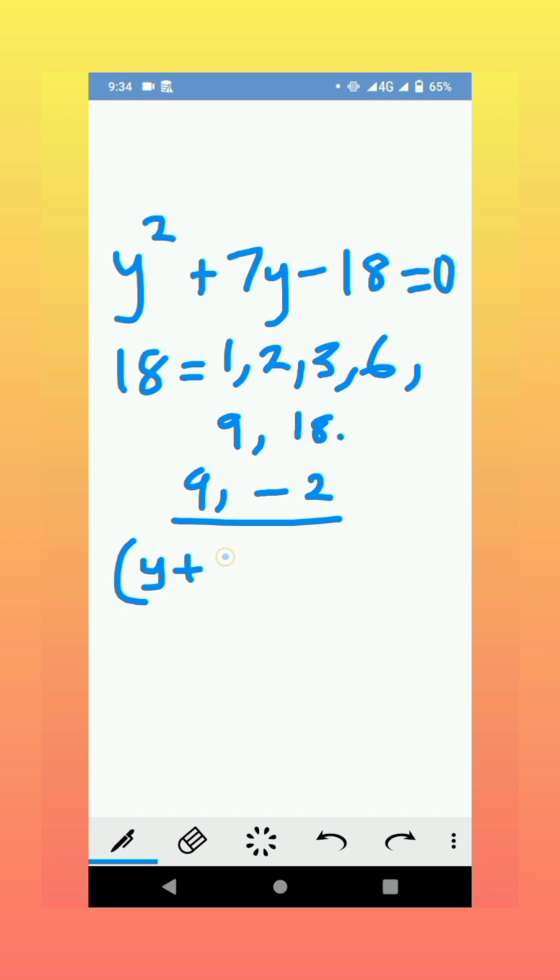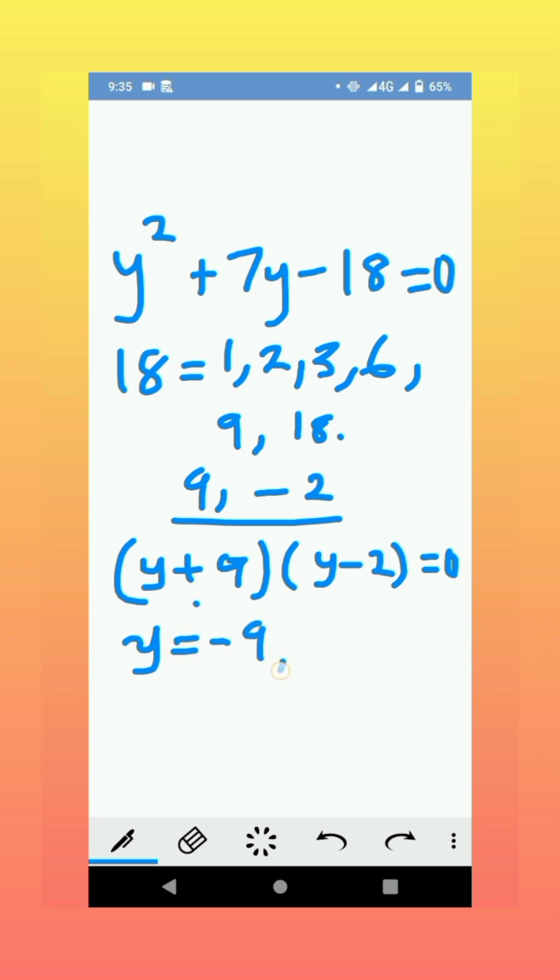y plus 9, and we'll have y minus 2, and that will be equal to 0. Okay, from here, in the first bracket, our y should be minus 9, so that we can have 0. Then our y here should be plus 2, so we can have 0. So these are the roots generally.